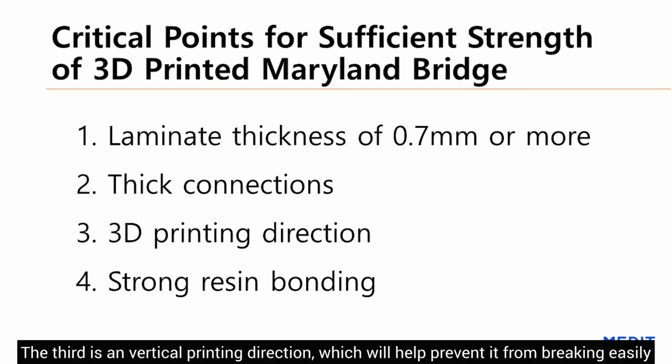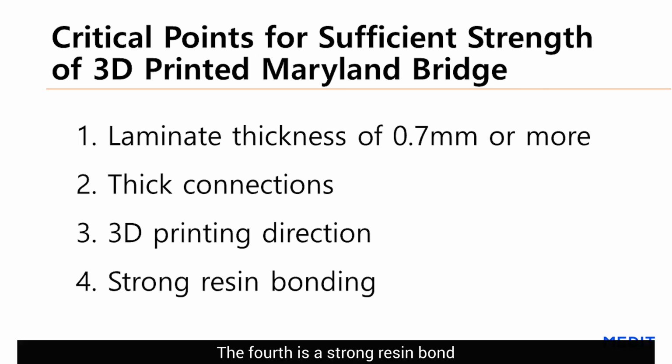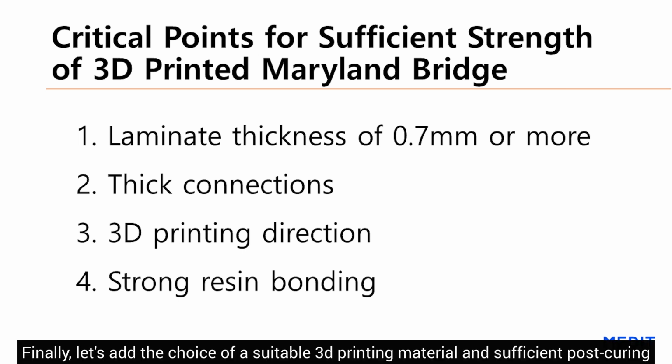The third is the vertical printing direction, which will help prevent it from breaking easily. The fourth is a strong resin bond. Finally, let's add the choice of suitable 3D printing material and sufficient post-curing.